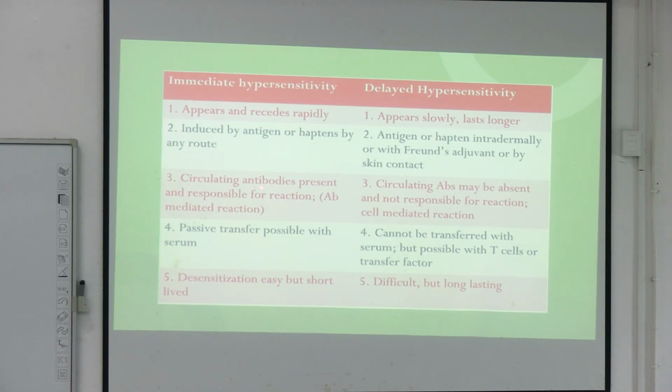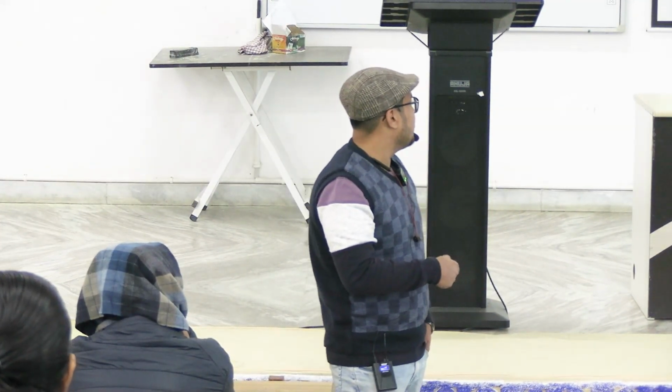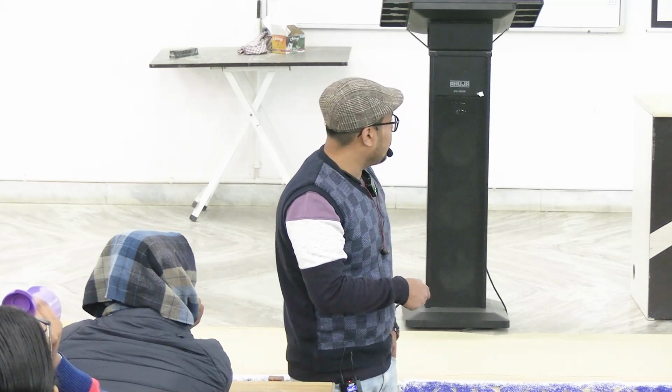In immediate hypersensitivity, the circulating antibodies are present and responsible for the reaction. So this is an antibody mediated reaction. But in delayed hypersensitivity, the circulating antibody may be absent because there is active recruitment of the cytotoxic T cell and memory T cells. Okay. So this is a cell mediated reaction. Immediate hypersensitivity is antibody mediated reaction. Delayed hypersensitivity is cell mediated reaction. Passive transfer is possible with serum in immediate, but in delayed it is not possible with serum, but possible with lymphocytes or cells. Desensitization is easy but short-lived in immediate, difficult but long-lasting in delayed.